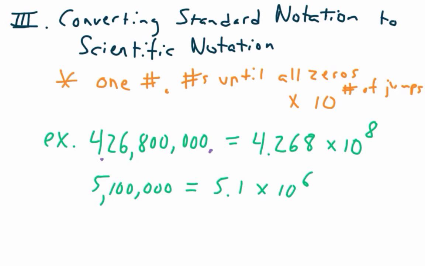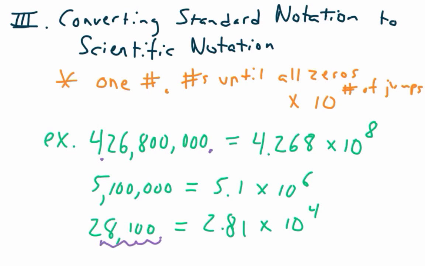If I were to do 28,100. So it goes between the 2 and the 8, so 2.81 times 10 to the 4, yep. You don't count just the zeros, you need to count the number of places you moved it. So it started out here, and we had 1, 2, 3, 4 spots, so 4 jumps. 10 to the 4th. Feel like you know enough to be dangerous?